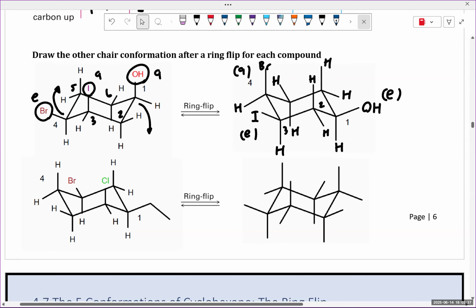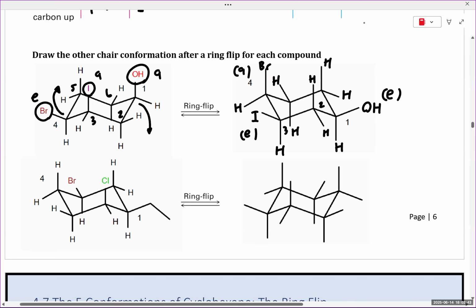Let's now take a moment. I'd like you to draw the other chair conformation after a ring flip for the following compound. So pause the video, work through this example, and we'll discuss momentarily.